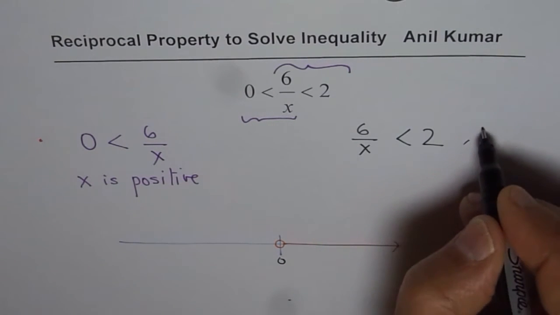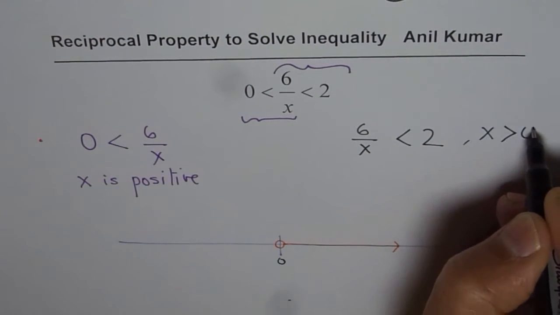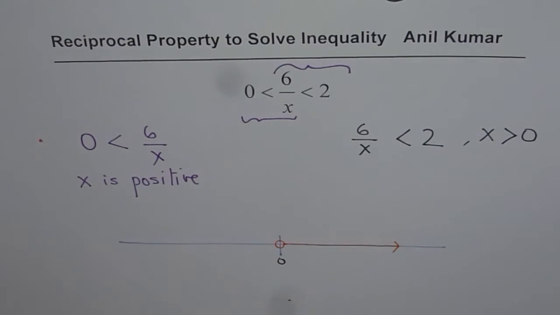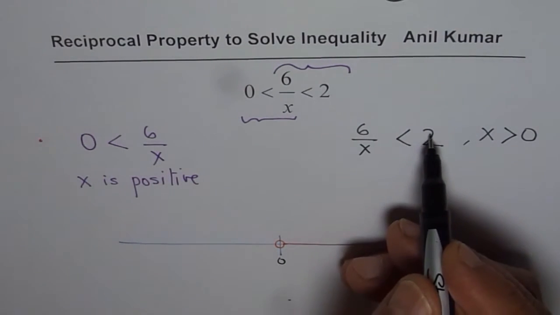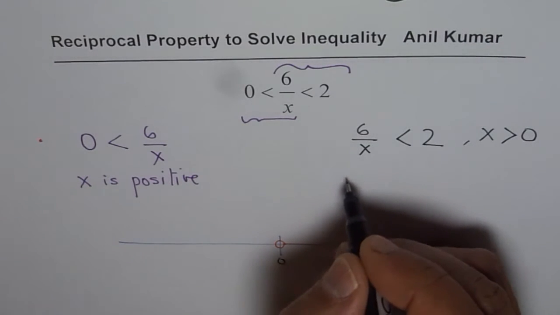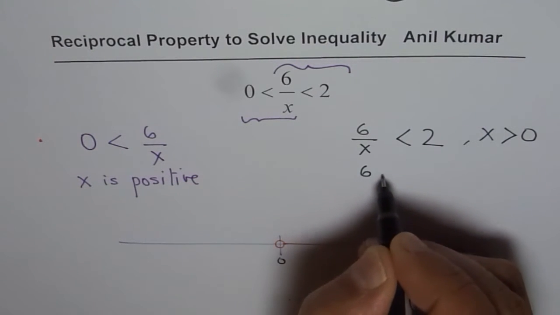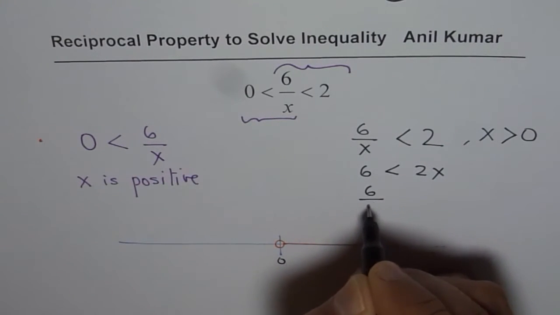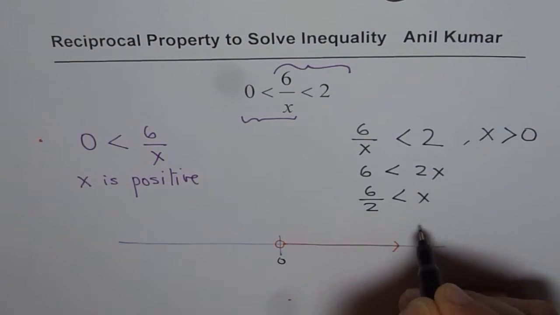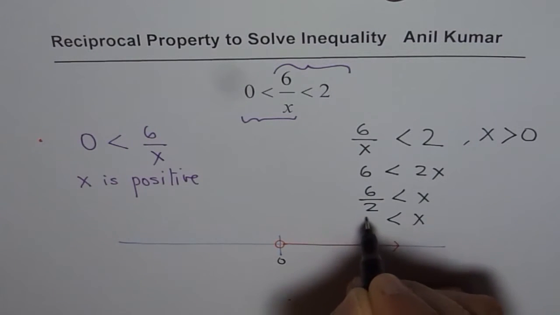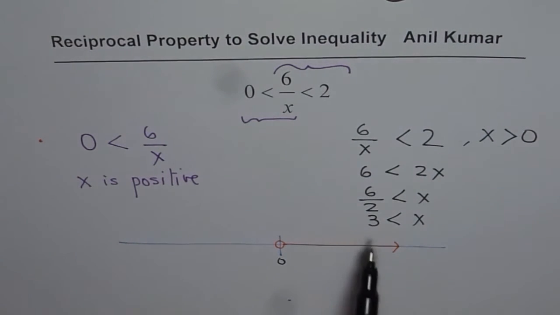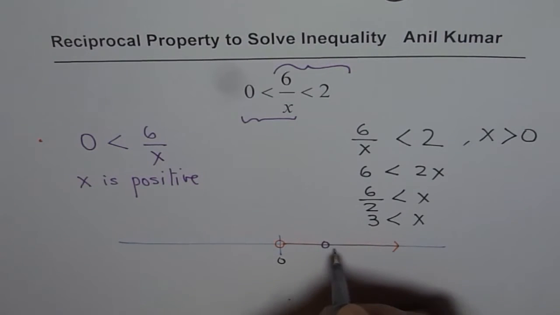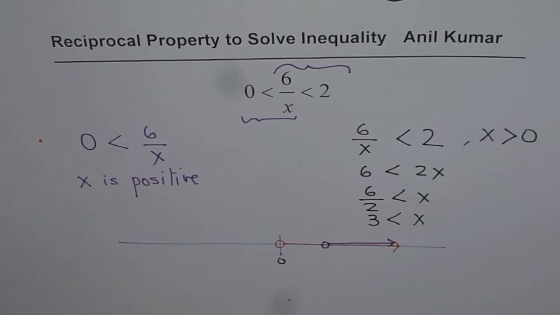Since we know that x is greater than 0, that means it is positive from the first condition, we can multiply by x, right? So we have 6 less than 2x, or 6 divided by 2 less than x, or x is greater than 3. You see that? So we get our solution x is greater than 3, and if I plot it on this number line, let us say 3 is here, then x greater than 3 is this solution.